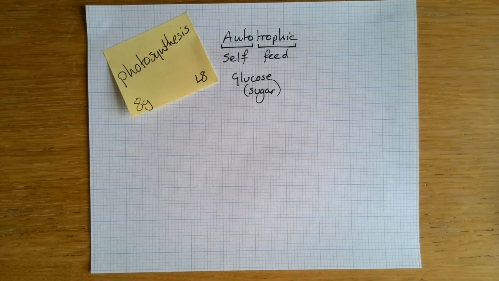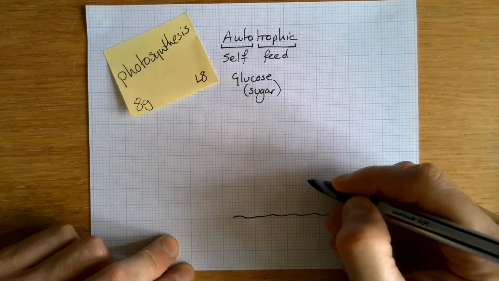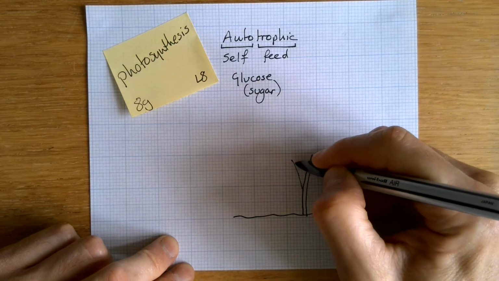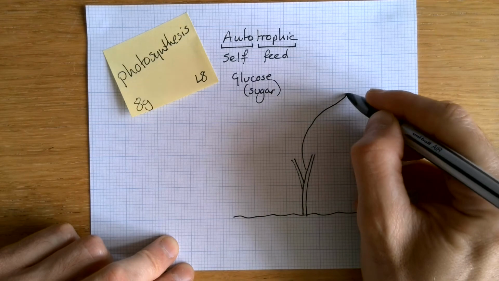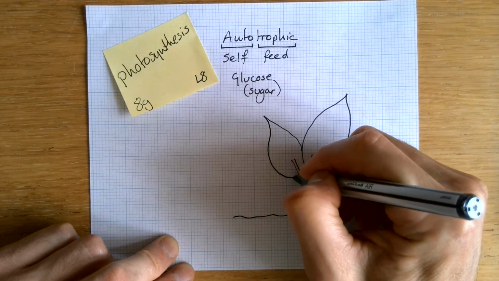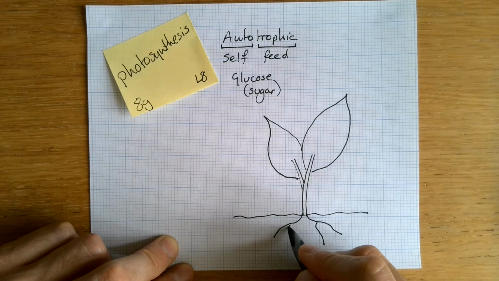So let's have a look at the plant in a bit more detail. Start with our ground. We're going to have some stems. We'll just do two. And we'll have just a couple of leaves. We'll have some roots to anchor the plant into the ground.